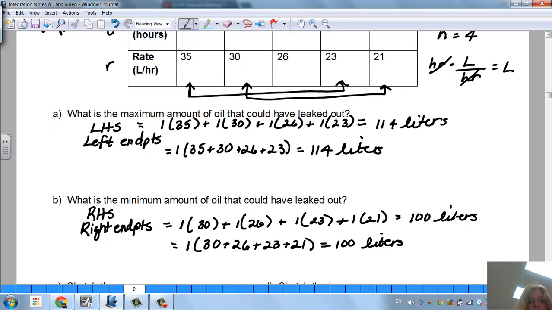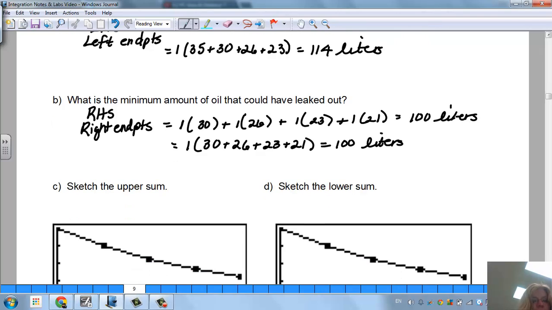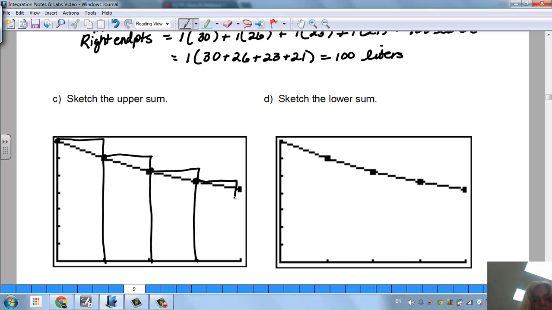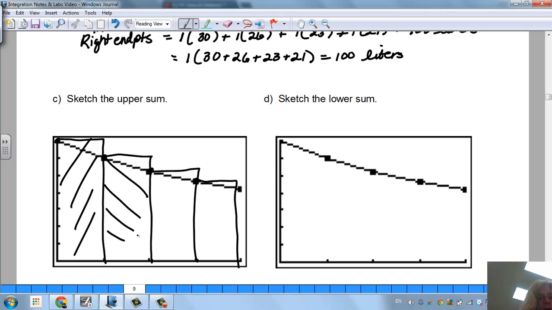Now let's sketch them both, all right? So we're going to do our upper sum here on the left and our lower sum on the right. So the upper sum, these are all 1 wide, so this makes it nice, starts here at 35, and we're going to come over and down. We're using the left-hand side, the left endpoints, if you will. And you'll notice that this will be an upper estimate because it's a little bit above the curve.